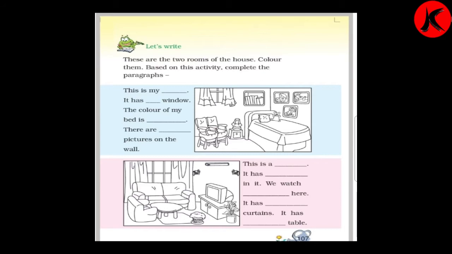Which color of the bed, which color you will color the bed? So over here it is said the color of my bed is brown. So you will write B-R-O-W-N, brown. Then there are dash pictures on the wall. How many pictures you find? 1, 2, 3, 4. So we will write 4. F-O-U-R, 4. Again we will say, this is my room.